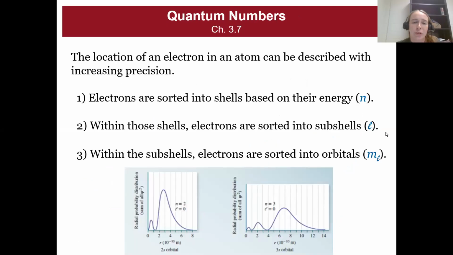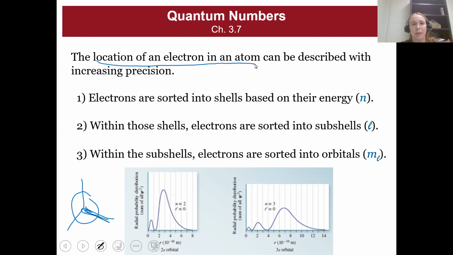Okay, so I've been using the word orbital a lot, and we started by talking about orbitals as our probability function, our probability distribution of where you find the electron close to the nucleus. Like we started with this spherical orbital, but now let's get a more technical definition of orbitals. So the location of an electron can be described with increasing precision.